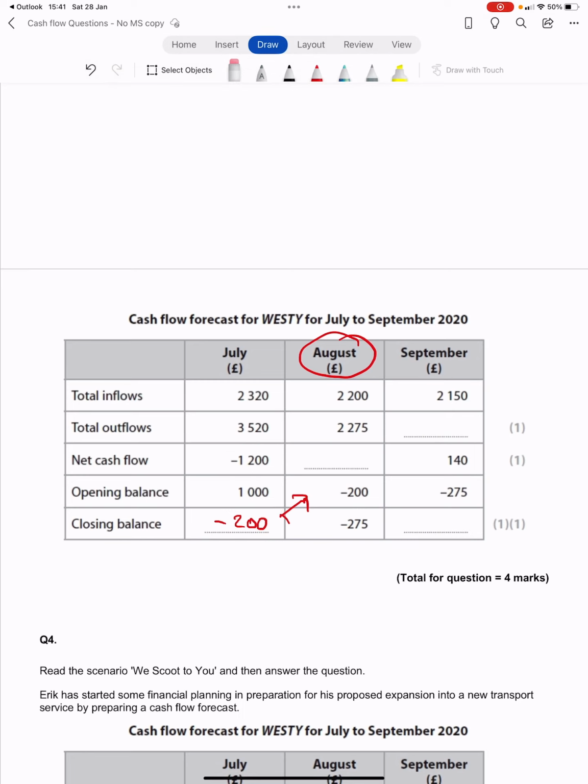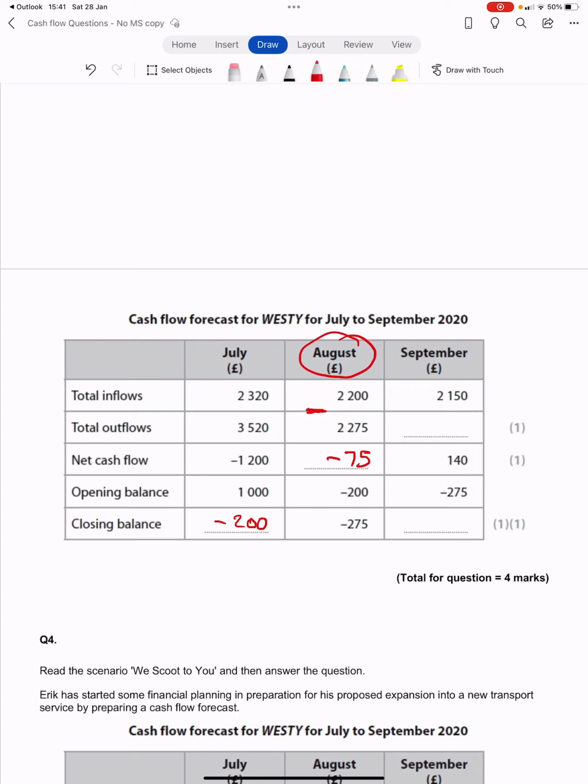Okay, so let's move on to August then. In August we had total inflows of 2,200 and total outflows of 2,275. So we're going to take our 2,200 and knock off £2,275, and that is going to give us a net cash flow of minus £75, because we've had £75 more cash going out than coming in.